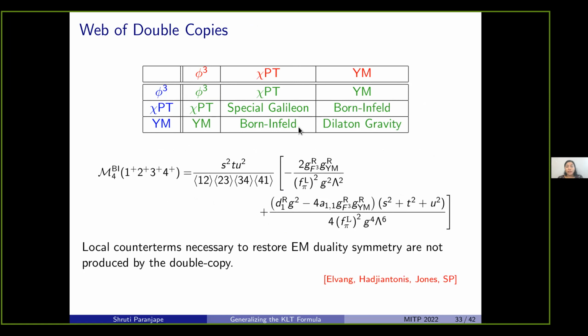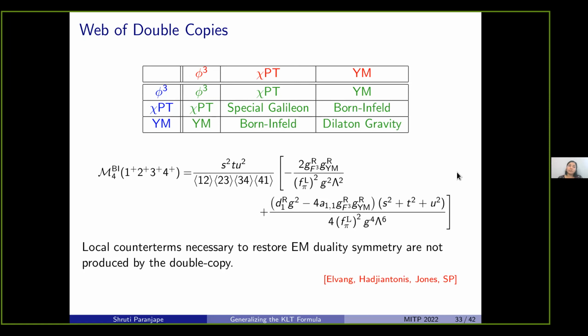In particular, one thing that I was interested in was doing this for Born-Infeld theory. So Henrietta Elvang, Marius Hadjiantonis, Callum Jones, and I spent some time trying to understand electromagnetic duality in Born-Infeld theories. And we found that the primary thing we were trying to understand is whether or not electromagnetic duality is anomalous at one loop in Born-Infeld. And our calculation of the one loop result was in a regularization scheme that led to a local counterterm needing to be added to restore the duality that wasn't produced by the double copy.